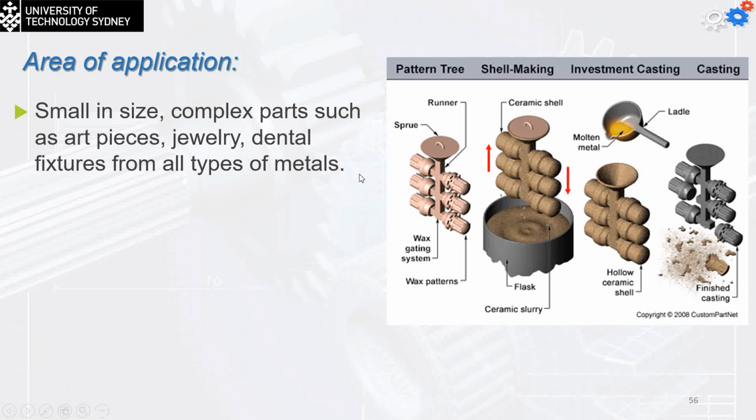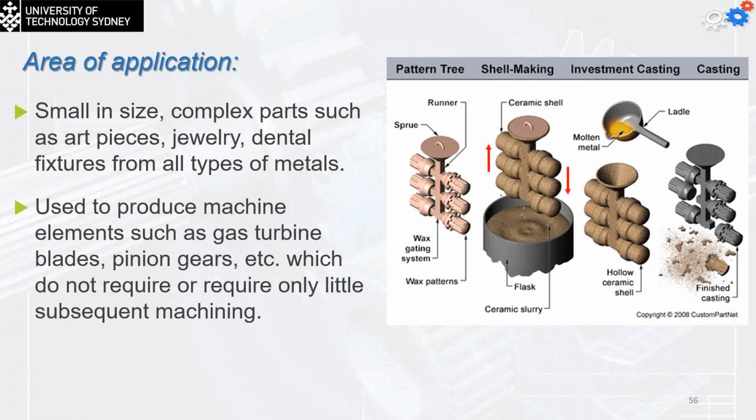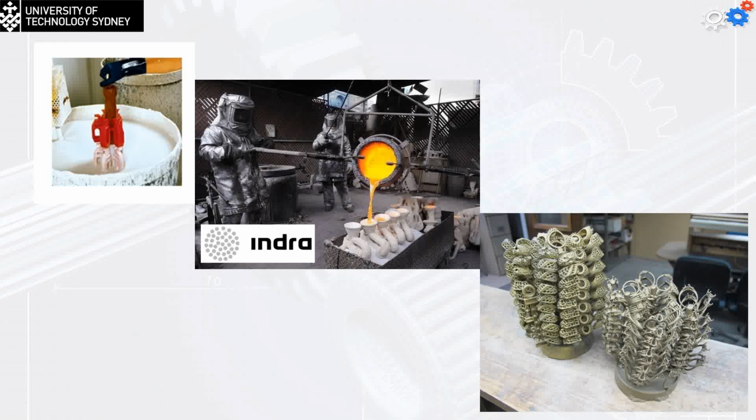We are going to have in this case small, complex parts such as art pieces, jewelry, and dental fixtures, from all types of metals. It is also used to produce machine elements such as the gas turbine blade, which is going to have a very complicated shape and very good surface finishing, and pinion gears, et cetera, which require little or no subsequent machining after the formation process.